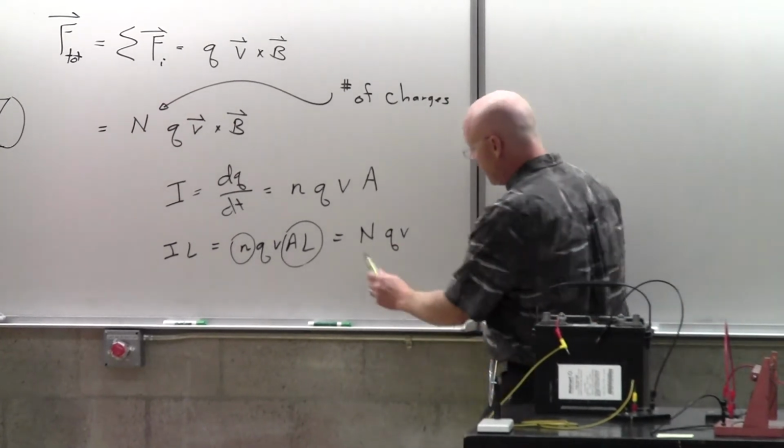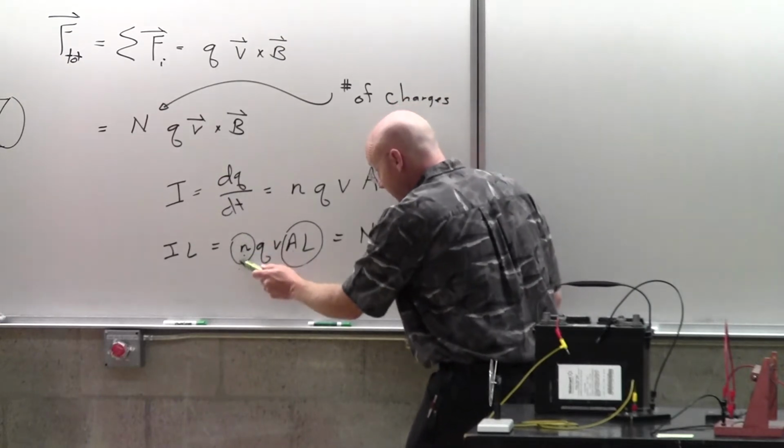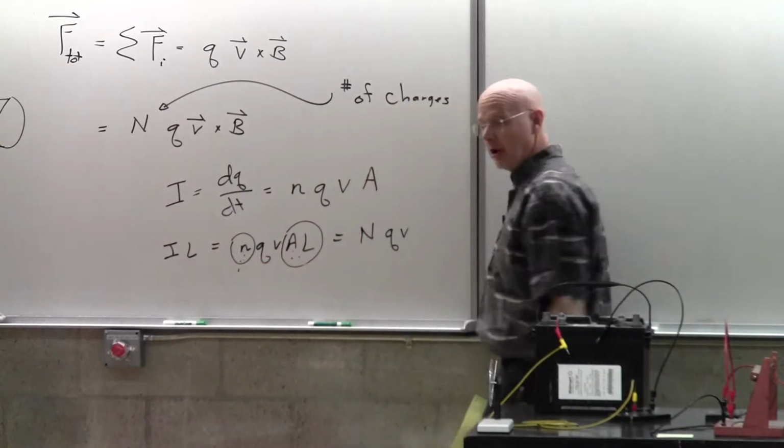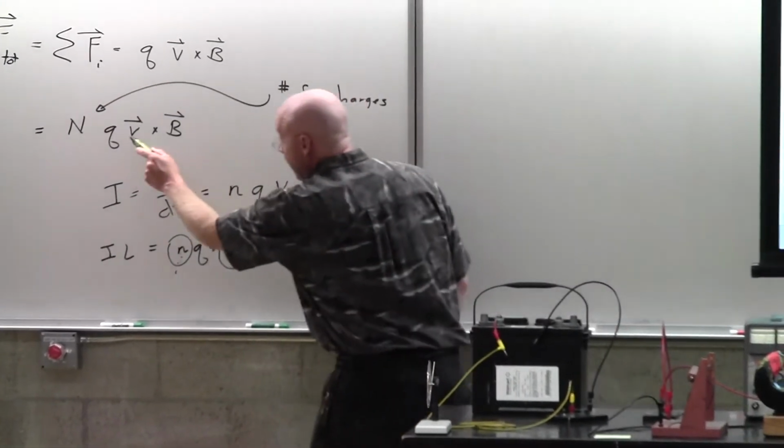Right? This is the volume. This is the number per volume. So if you take number per volume times volume, you're going to get the number. Exactly. And I'm going to use that right here.